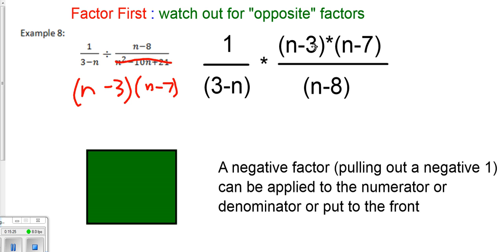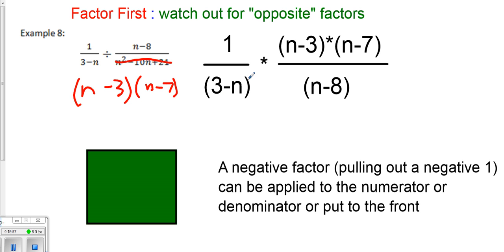N minus 3 is on top, 3 minus n is on bottom. These are the exact opposite factors of each other. Now, if these were addition, so n plus 3 and 3 plus n, those ones are the same exact thing, because we have the commutative property of addition. Because it's subtraction, they're not the same exact thing. So we have to change one of them by pulling out a negative 1.